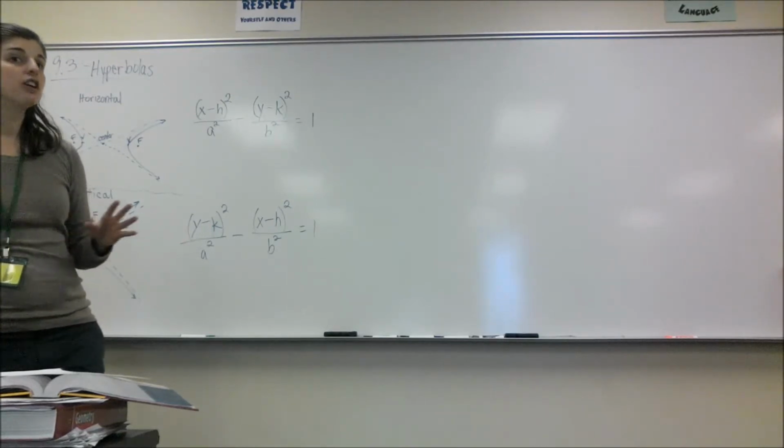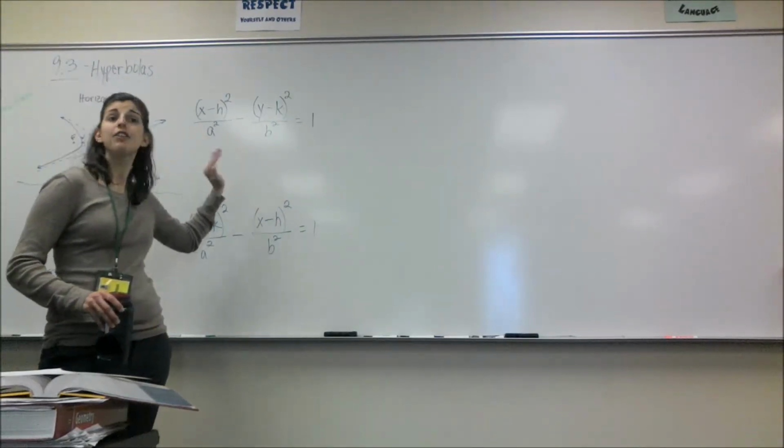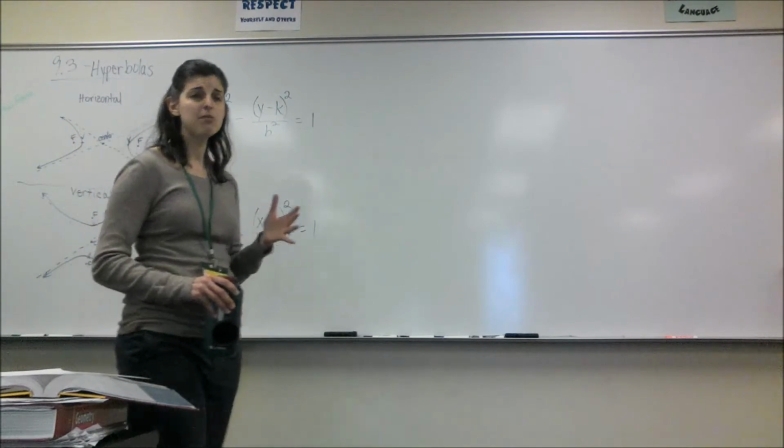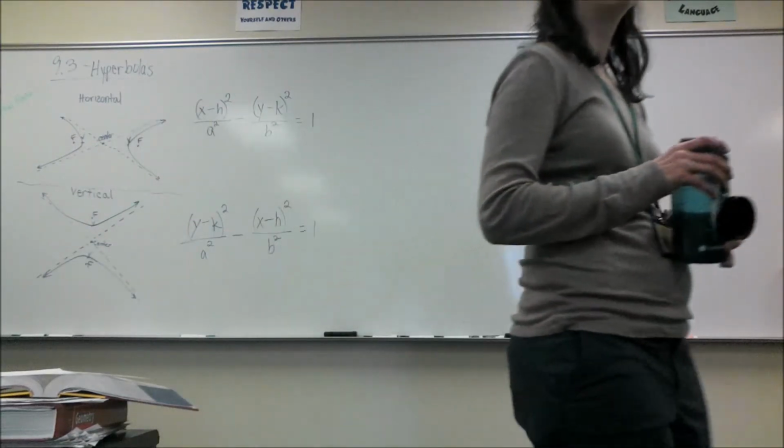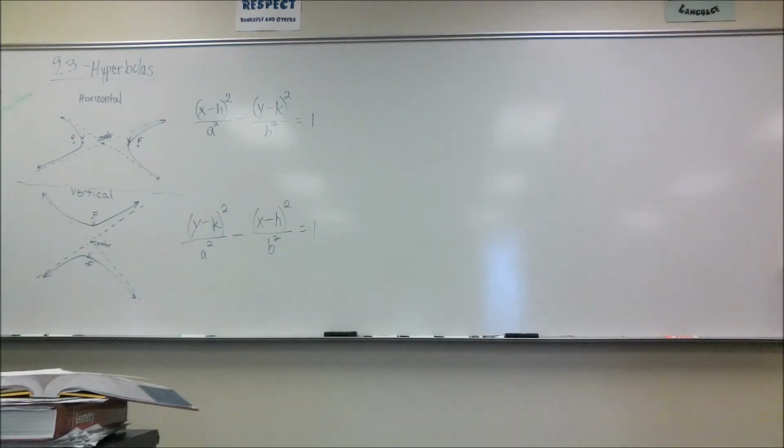Again, the numbers that you're going to see as denominators are the squared values. So to find a and b, you're going to need the square root. You don't square them, they are squared. So you need the square root to find a and b. And a and b are what your asymptotes and your vertices are going to depend on, and your foci are going to depend on. All right?